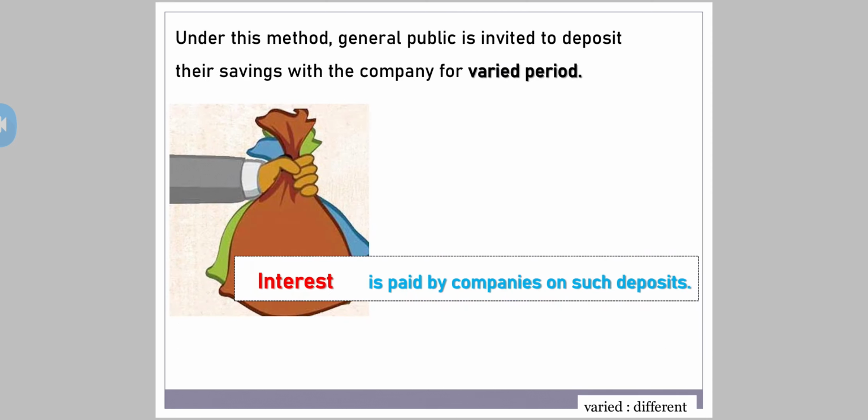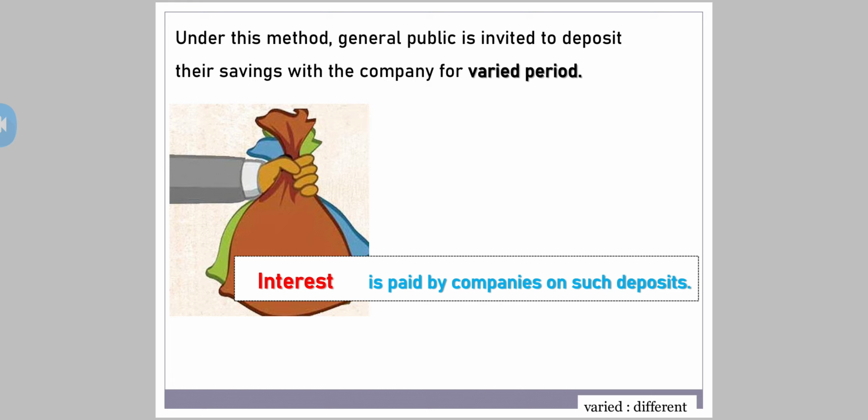Now see, under this method, the general public is invited to deposit their savings. The company invites the general public to invest their savings in the company for varied period. What do you understand by the word varied period? Varied is nothing but different period of time.